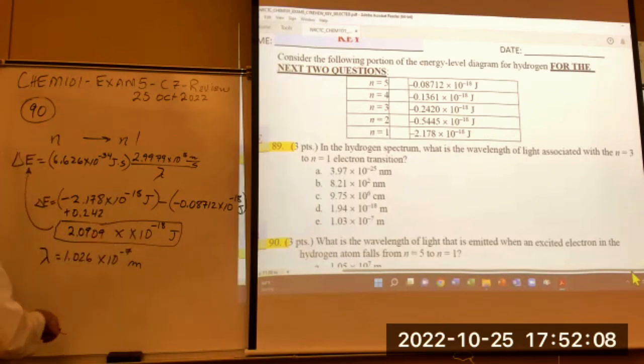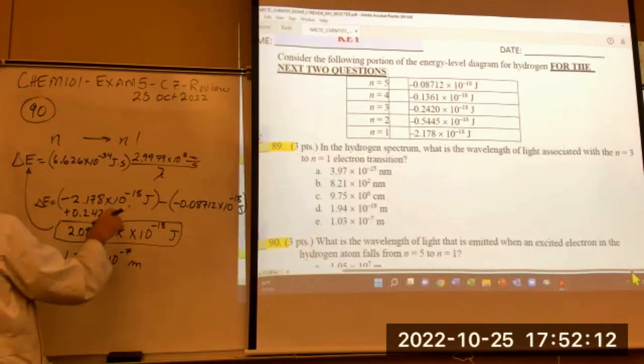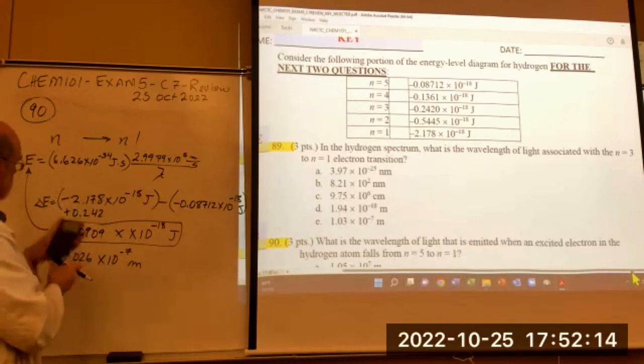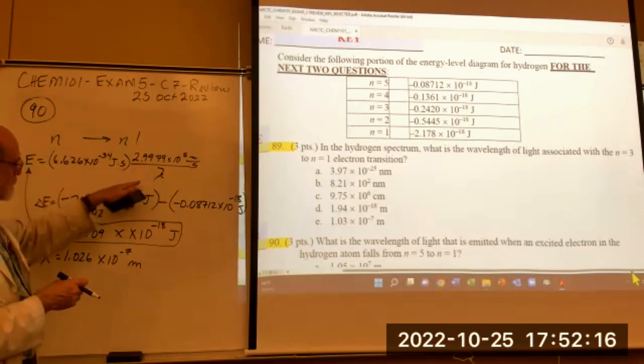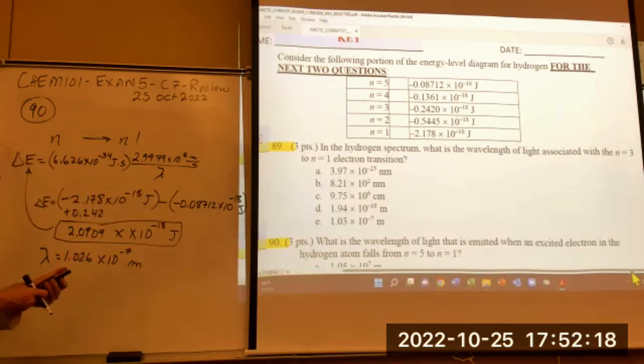Times 10 to the minus 18. This one would go in here. So now we want this value times that value divided by this value, just like we did before. 6.626 exponent 30, 2.9879 exponent 8 times, and then divided by that, 2.0909 exponent negative 18.